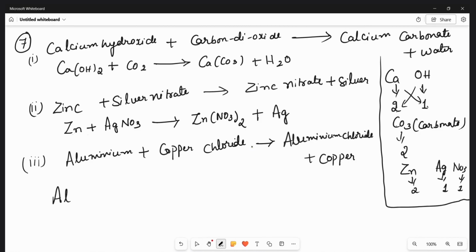Aluminium Al plus copper chloride. We get aluminium chloride. So what is the formula for copper chloride? Cu chloride, CuCl2 actually. Okay, you are asking about this, right? Aluminium chloride will be AlCl3 plus the copper.